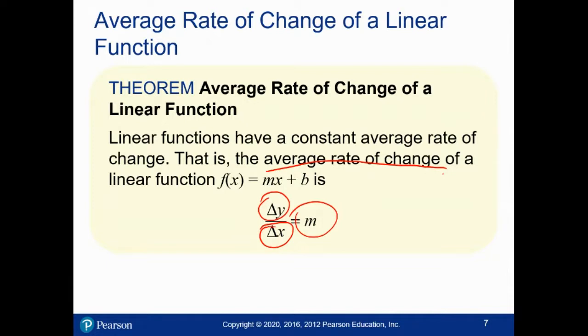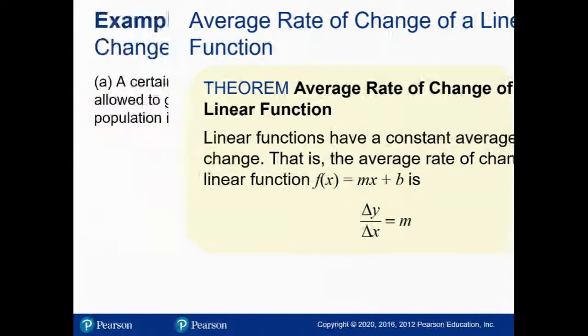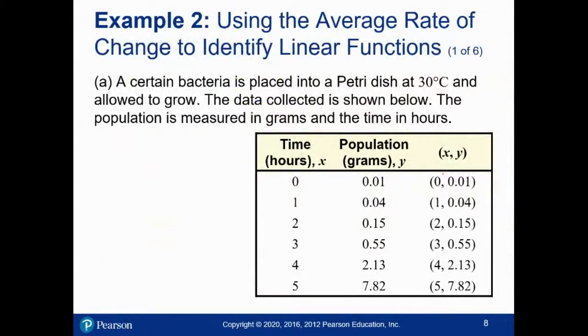So the slope of the line is its average rate of change. So can we use the average rate of change to identify certain linear functions? In this example, we've got bacteria. It's placed into a Petri dish, and it's allowed to grow.